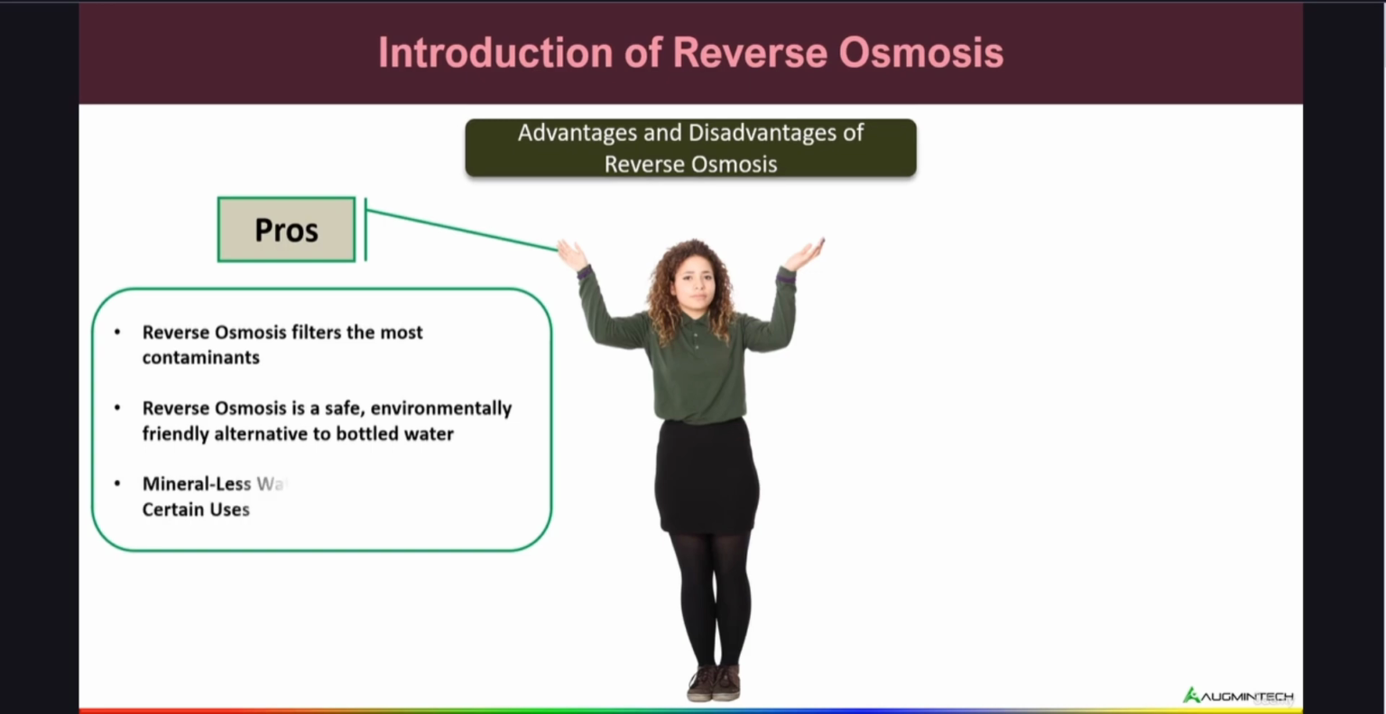And the third point we have is that mineral-less water may be necessary for certain uses, as RO removes minerals and impurities, which makes food taste better. According to chefs, water filtered with reverse osmosis makes cooking taste better since it lacks the presence of minerals, including municipally added fluoride. Now we are going to discuss the cons of reverse osmosis.